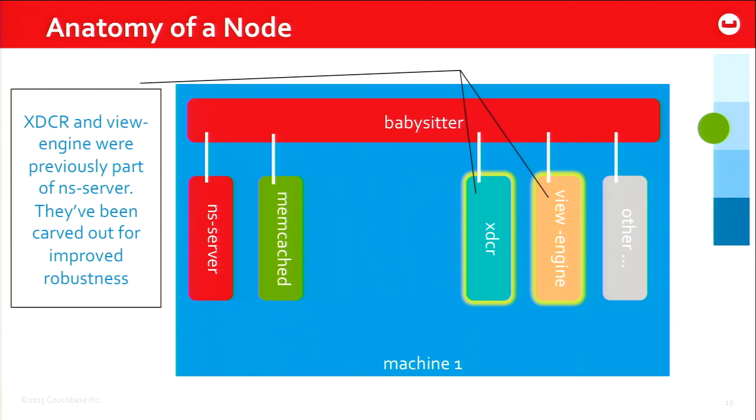And actually, this is kind of interesting. XDCR and View Engine, this is a change from 3.0. So one of the things we wanted to do was carve these relatively data-intensive services out of NS Server.